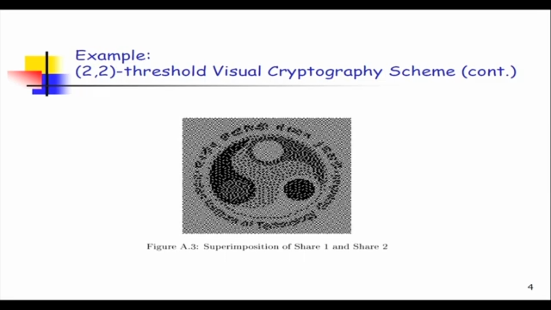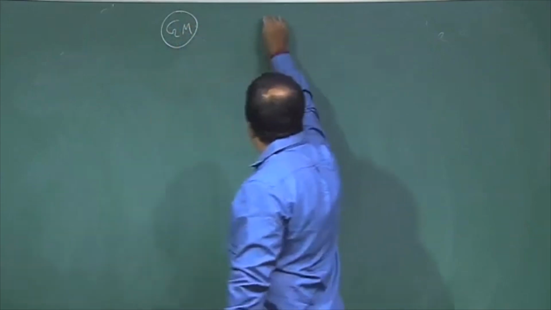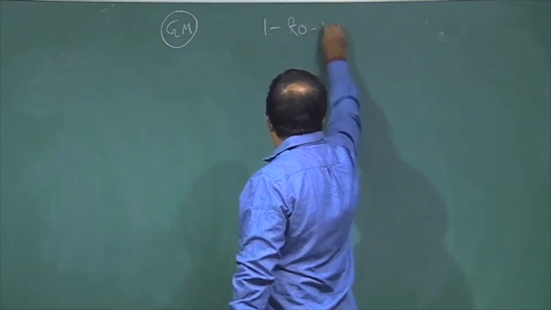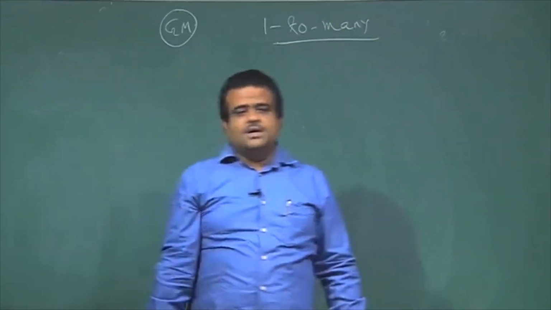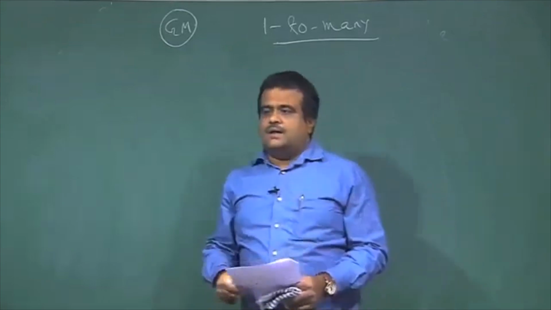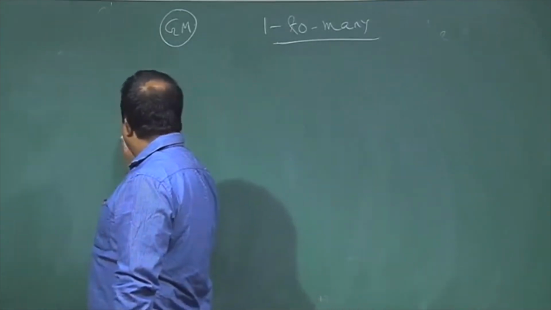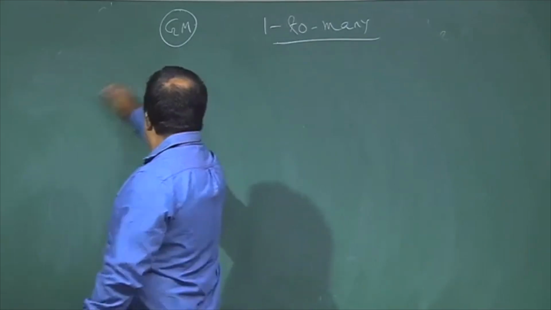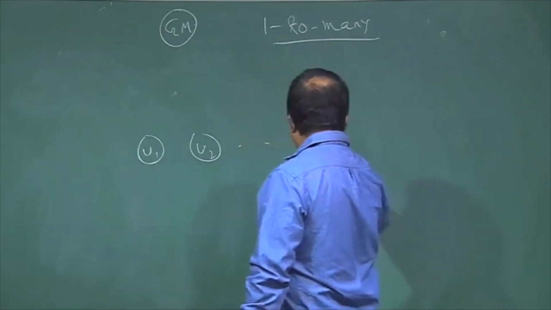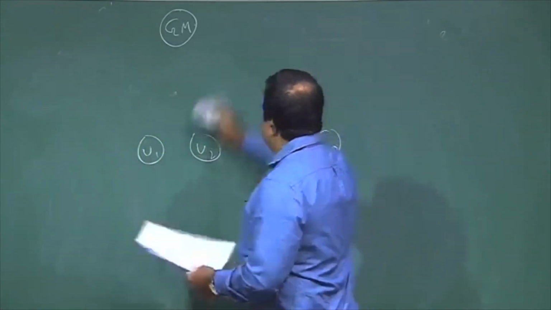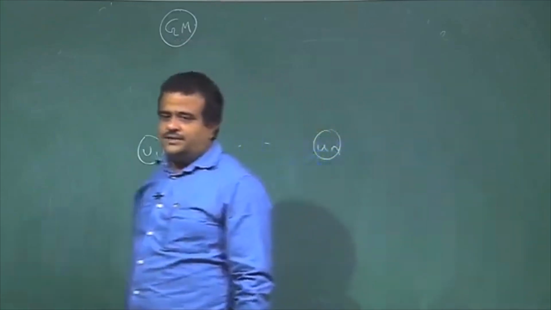Okay, so in broadcast encryption, we have a group manager. Broadcast encryption is basically one to many. For public key encryption, suppose we have many users U1, U2, up to UN, and suppose we have a group manager. The group manager wants to send some message to these users.